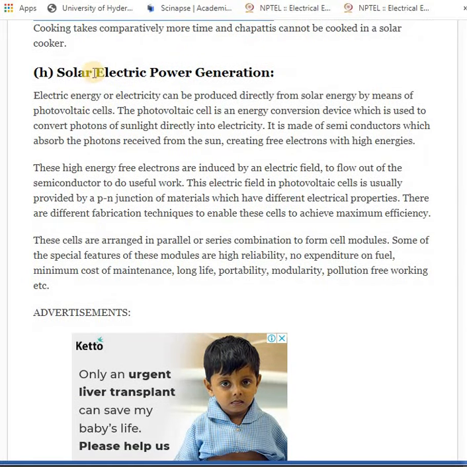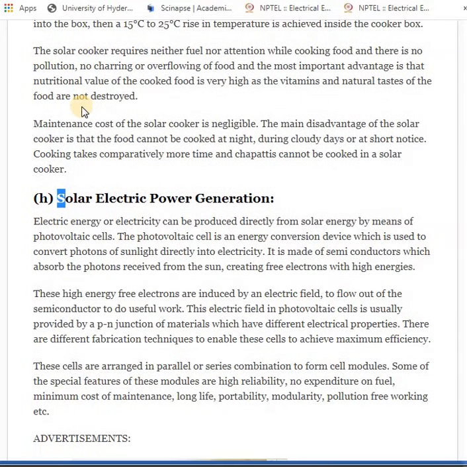The next we have solar electric power generation. Electric energy, or electricity, can be produced directly from solar energy by means of photovoltaic cells. The photovoltaic cells are the conversion devices used to convert photons from the sunlight directly into electricity, and they are made of semiconductors.